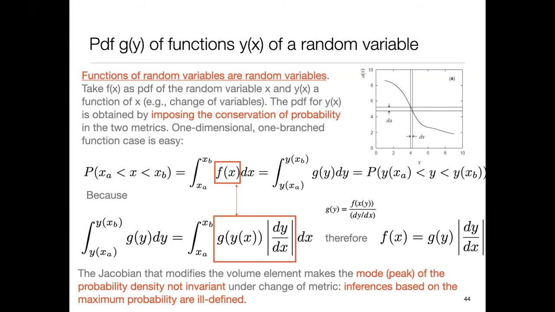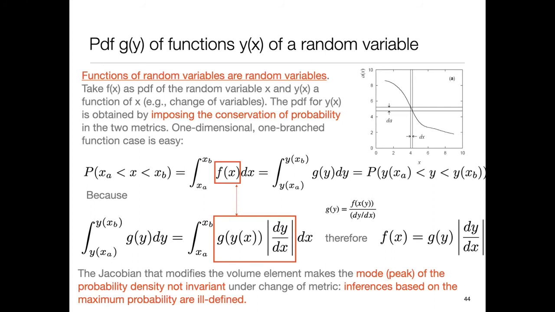you can extract G of Y from this formula here. So G of Y will be F of X, the PDF I know, divided by dy over dx. And dy over dx is basically the Jacobian that modifies the volume element. Okay? So this is very simple mathematics. I'm sure that you know it much better than I.